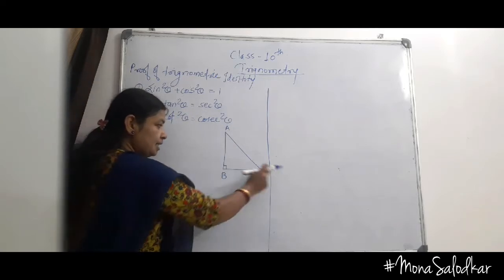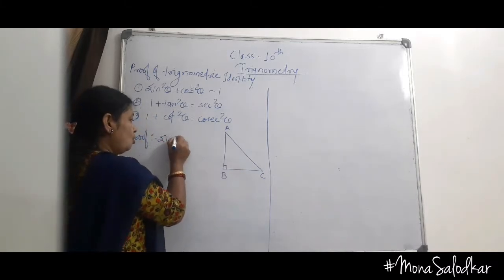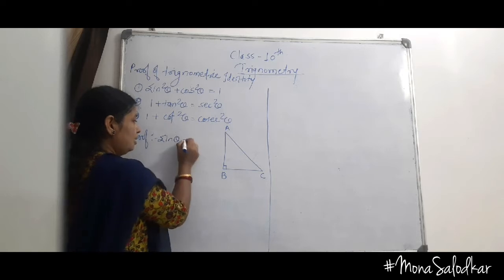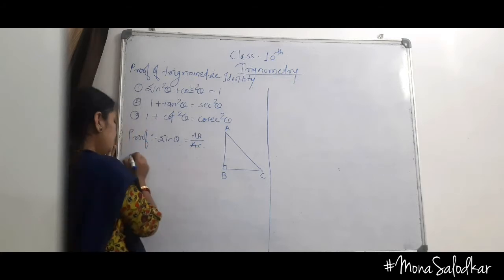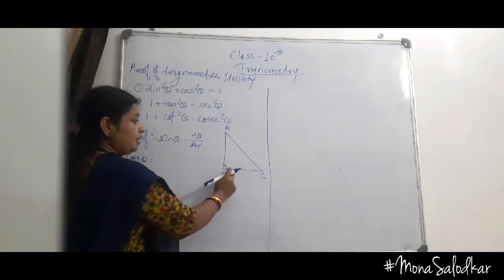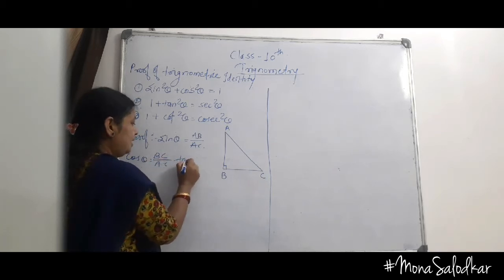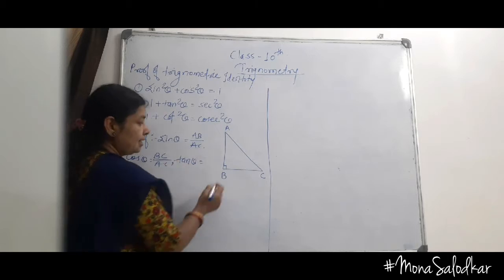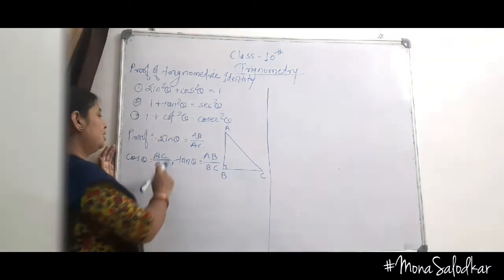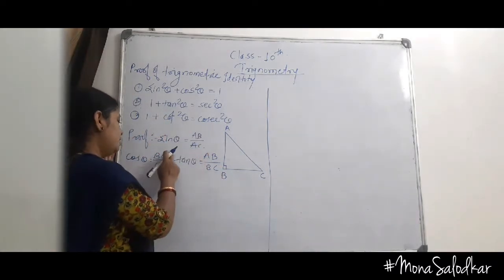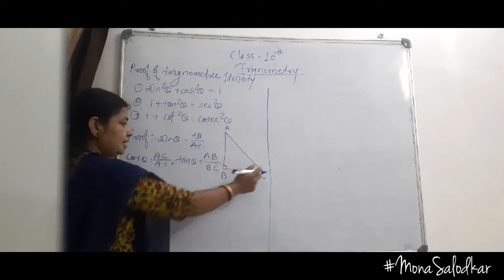Now here ABC is a right angle triangle. Now if a right angle triangle is given, you know the ratios. Sin theta is equal to what? Opposite upon hypotenuse, means AB upon AC. Then cos theta is equal to BC upon AC, adjacent upon hypotenuse. And what is tan theta? Opposite upon adjacent, means AB upon BC. That you already know. Sin theta is AB upon AC, cos theta is BC upon AC, and tan theta is AB upon BC.